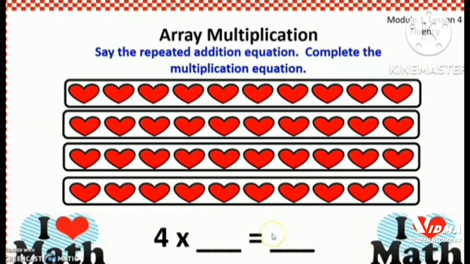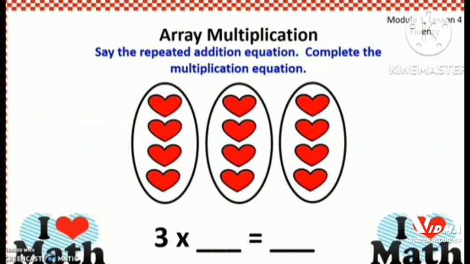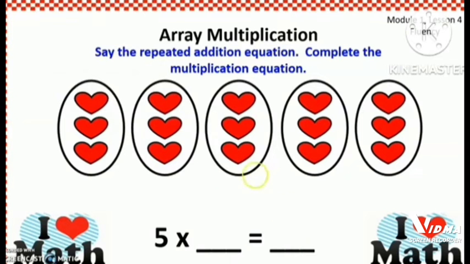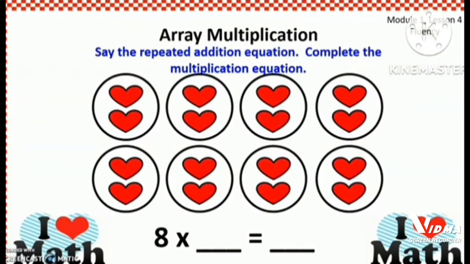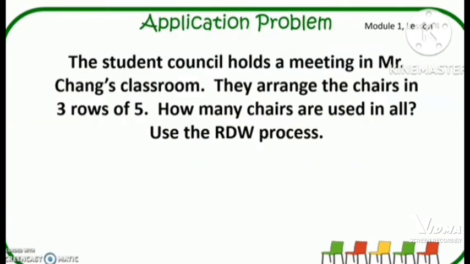Here's another example. Observe the heart. How many groups? There are 3. How many in each group? 4. What is the multiplication equation? 3 times 4. And 3 times 4 is 12. If you count, you see it has 12. This one, there are 5 groups and 3 in each group. 5 times 3 is 15. Here's another one. There are 8 groups. 8 times 2 is 16.